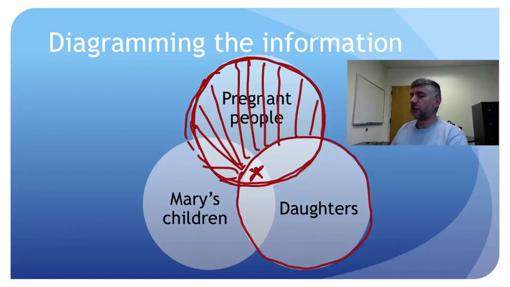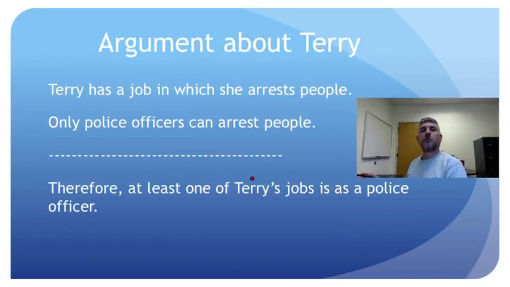And the Venn diagram shows us that the argument is valid, because once we visually represent the information contained in premises 1 and 2, then we can simply read off the diagram that the conclusion is true. We can read off the diagram that Mary has at least one daughter. Okay, now let's see if we can apply this technique to the other arguments of the same form that we considered at the beginning of last week.